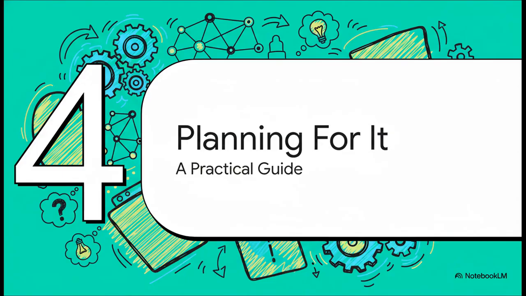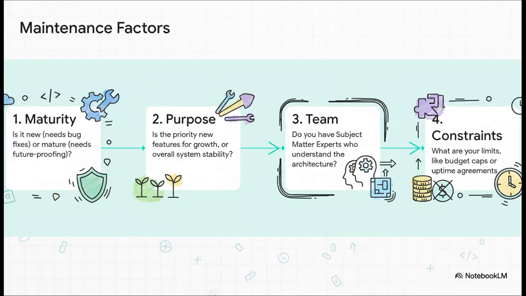So, okay, we've established that maintenance is a huge, unavoidable, and super variable cost. So how on earth do you plan for it? You can't just cross your fingers and hope for the best. You need a real strategy, one that's tailored to your actual product. It really boils down to asking 4 key questions. First, how mature is the software? Is it brand new and probably full of bugs, or is it old and stable and needs more future-proofing?